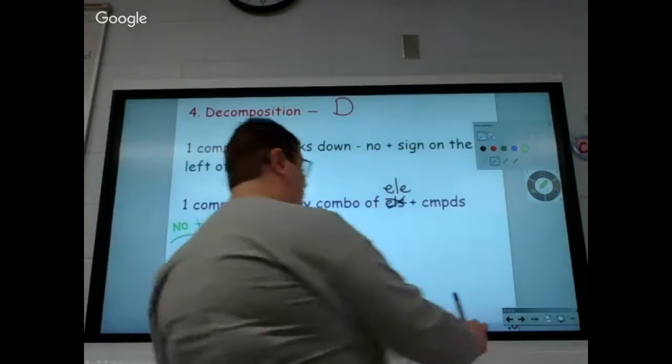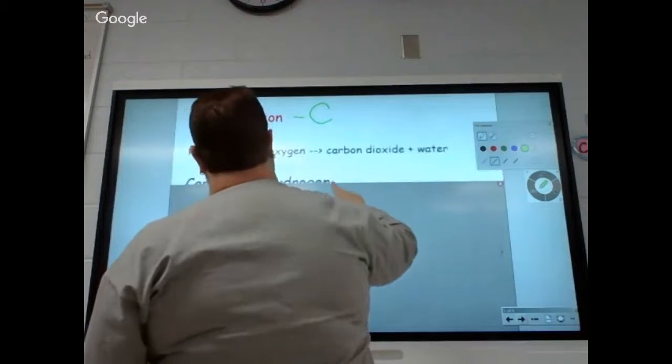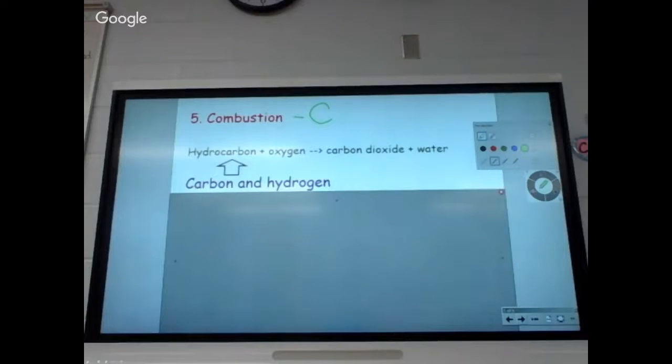Okay, now the last one is my pet peeve. All right, combustion, we give a big C. Now, this is the only one that we've done out of the last four that I can give you actual compounds for. Okay, notice I wrote hydrocarbon. And under it, I told you a hydrocarbon is just carbon and hydrogen. We're going to add oxygen. And we're going to get what two things? Carbon dioxide and water.